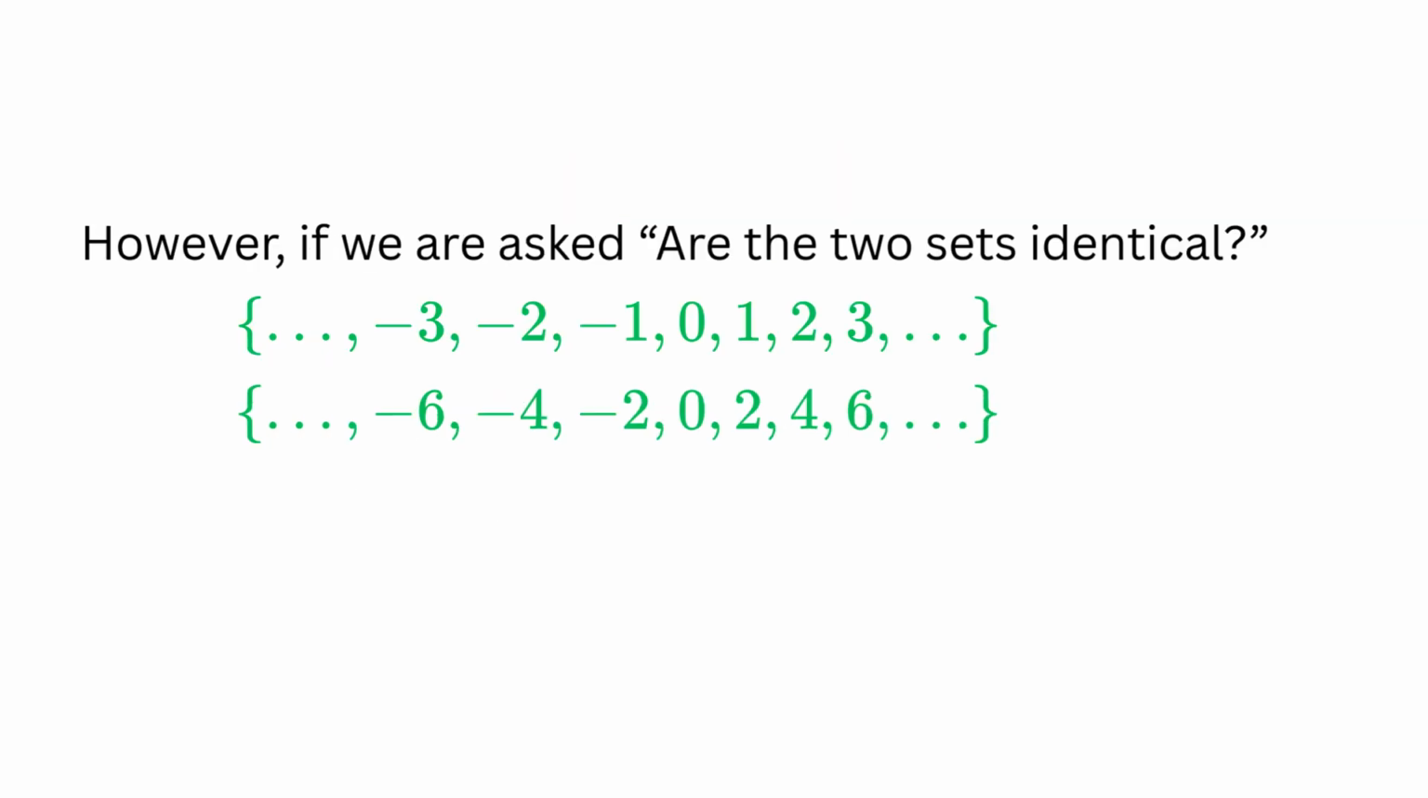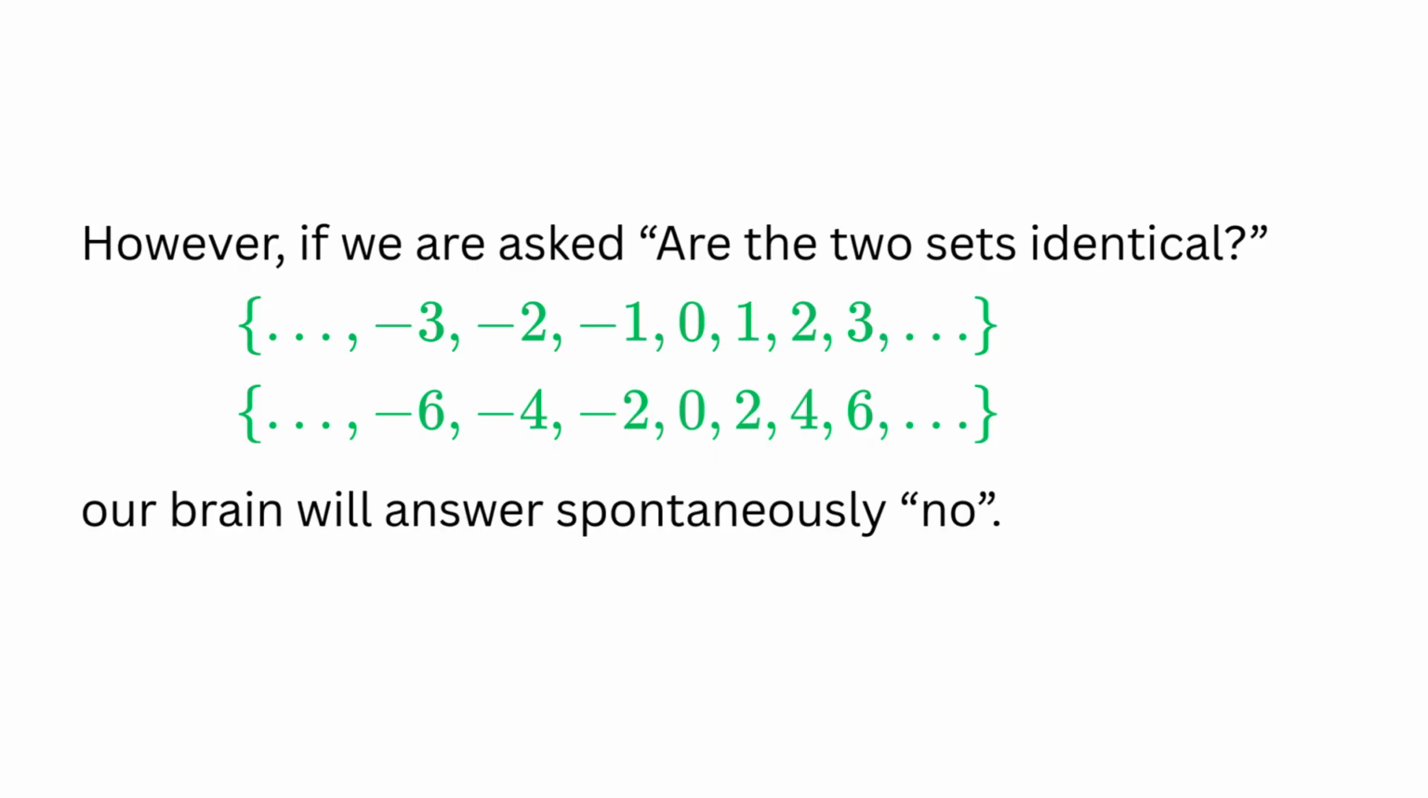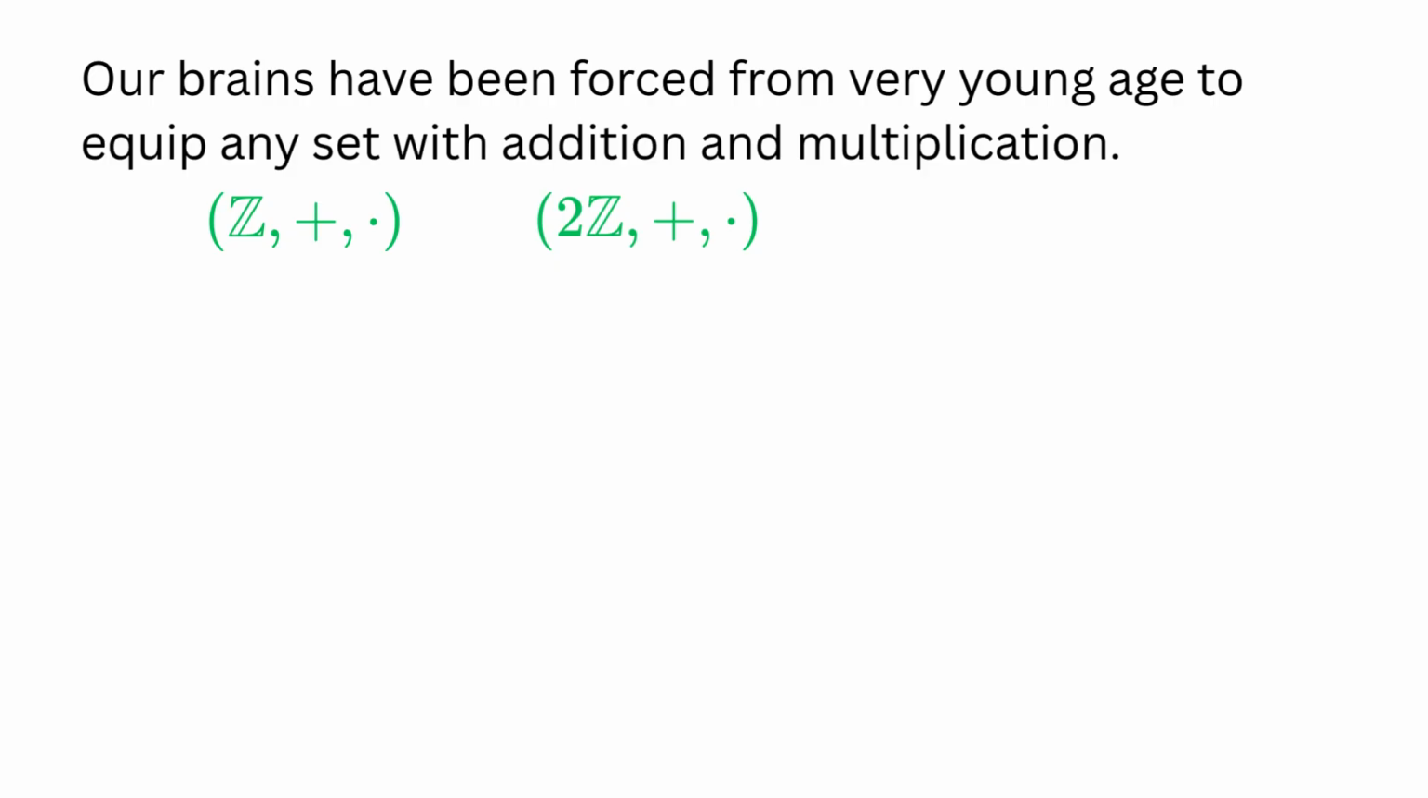However, if we were to be asked if the set of even integers is identical to the set of integers, and the answer should be spontaneous, then our answer would be no. But why is this true? Our brains have been forced from a very young age to equip any set with addition and multiplication. Hence, when no time is given to us to sort out what question is actually asked, the unconscious answer will be given with both operations assigned to the sets.